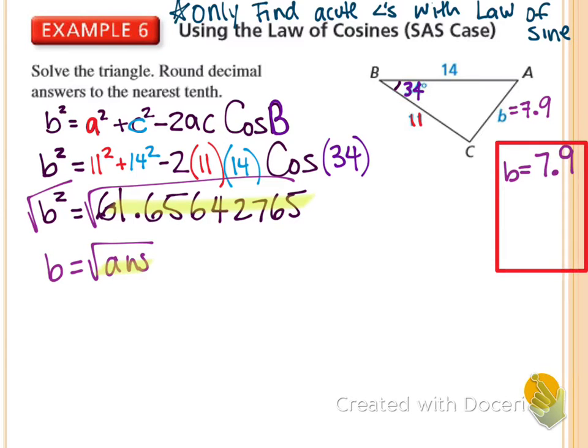So, we will find the smaller angle. Because which one of these is going to be obtuse? C. So, we can't plug in C into the law of sine and find the obtuse angle. It's not going to be correct. So, we're going to find A. Okay. So, we're going to find angle A using our law of sine.